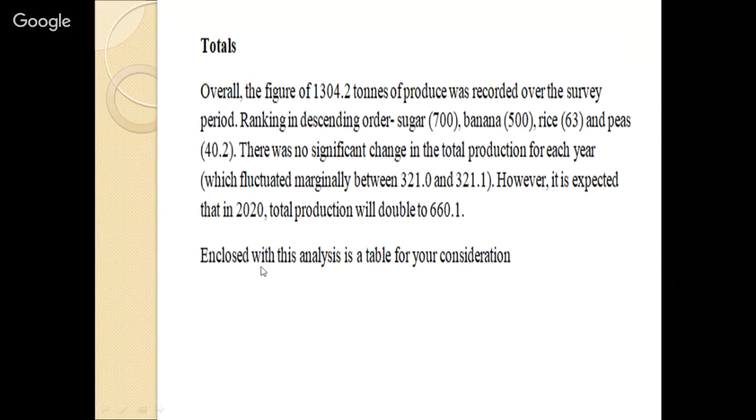Now, it says, enclosed with this analysis as a table for your consideration. And there should be a full stop here. And then below it, it says, respectfully submitted, comma, a researcher. And then this is it. That's the end of the report.